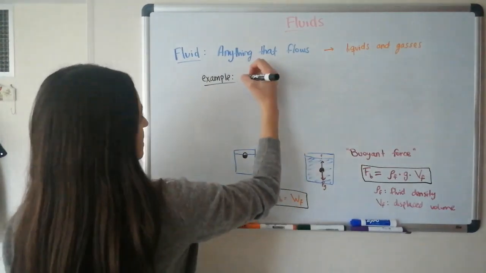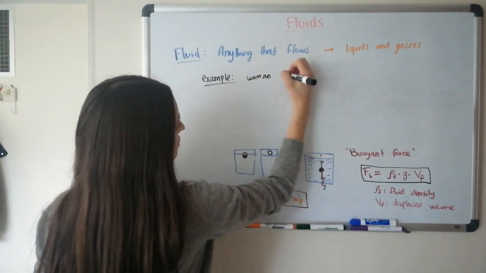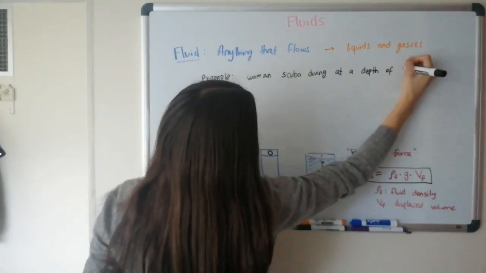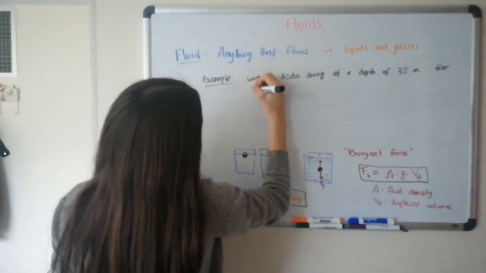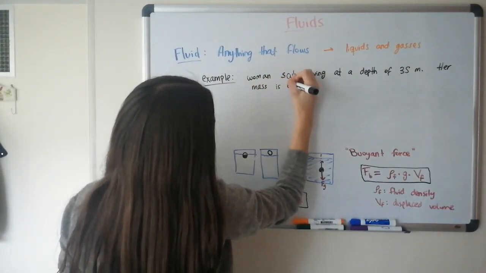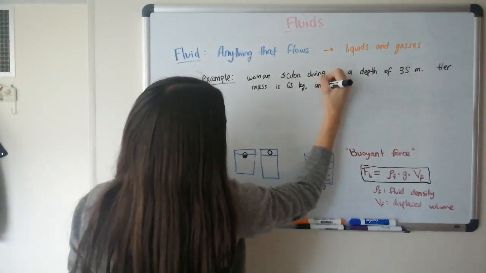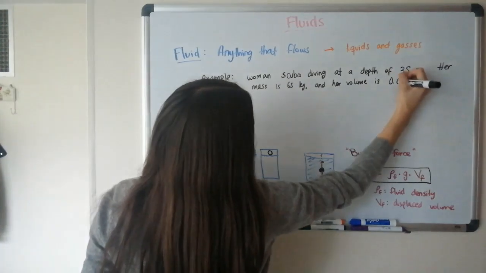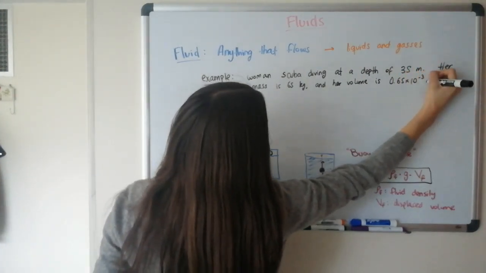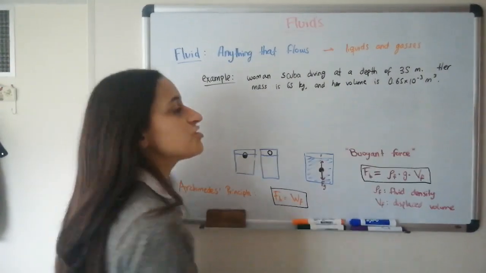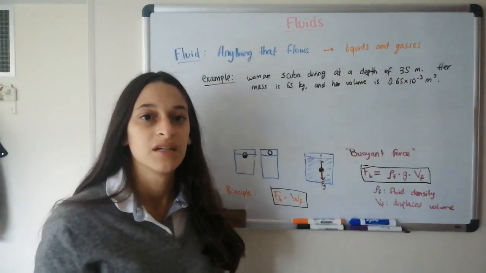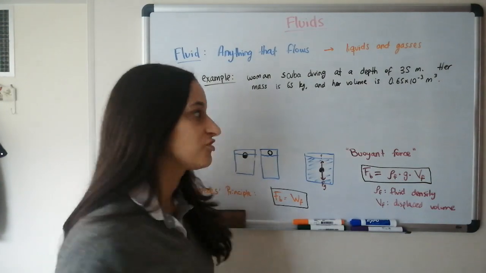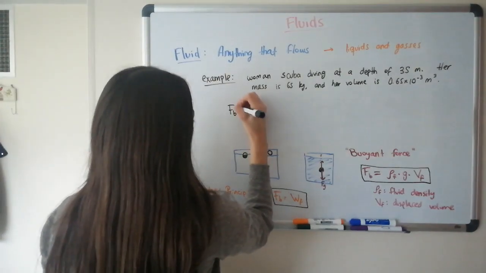So suppose we have a woman and she's scuba diving at a depth of 35 meters. Her mass is 65 kilograms and her volume is 0.65 times 10 to the negative 3 cubic meters. If she's scuba diving in pure H2O, pure water, what will be the buoyant force that she feels? So what is her buoyant force?